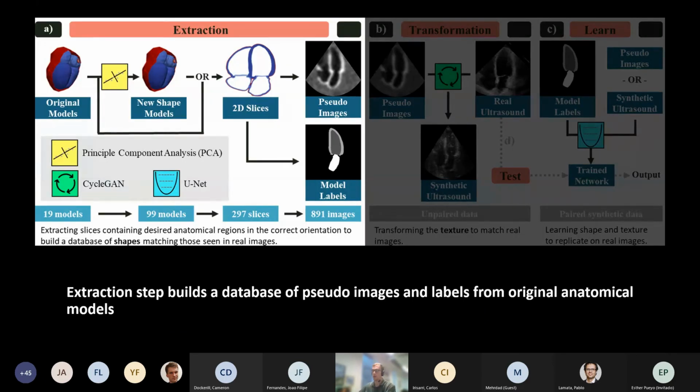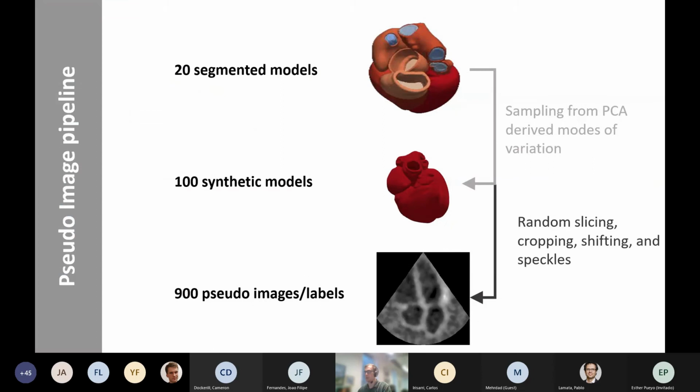So in total, in this step, we built a data set of pseudo images and labels from these original anatomical models. And one thing that's important to notice here is that we started from a small set of just 20 segmented models, and in each step, we're adding additional variability and increasing the data set size. So with the new shape models using the principal component analysis, we increased to 100 synthetic models.